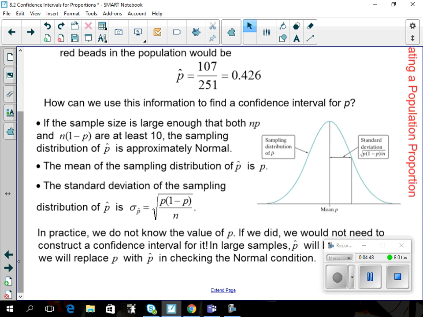You need to check that n times p is greater than or equal to 10, or n times 1 minus p is greater than or equal to 10. The problem is we don't know what p is, so we're going to use p hat. Is that okay? All right.